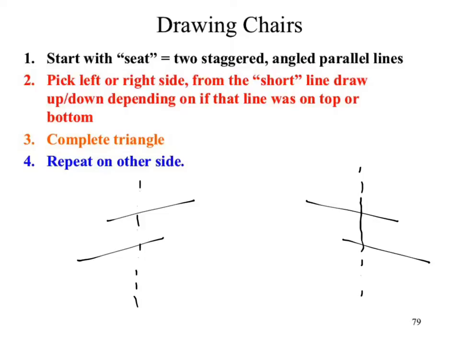Pick the left or right side of our dashed line and pick your short line. So we're looking at our leftmost structure. Which side do you want to look at, left or right? Right. Right side. Which is the shorter line? The bottom. So from the bottom, I will draw an angled line down. Because? Down because it was the bottom. That's why. Step 3, complete the triangle. I will then repeat on the other side. And I've now drawn a chair.